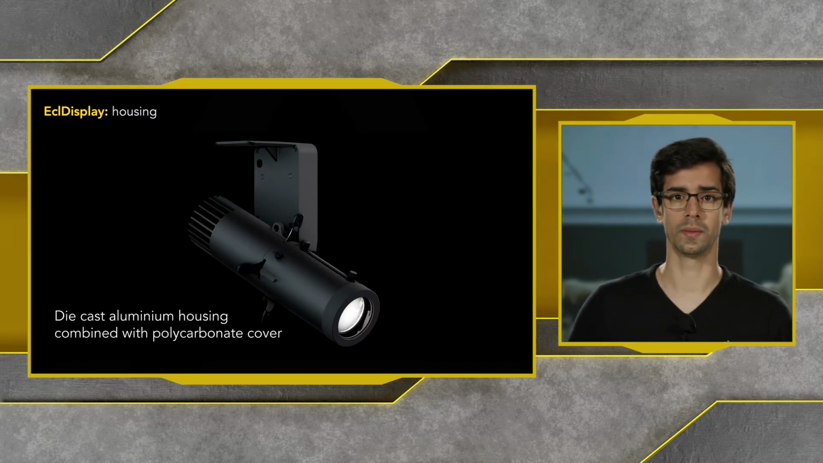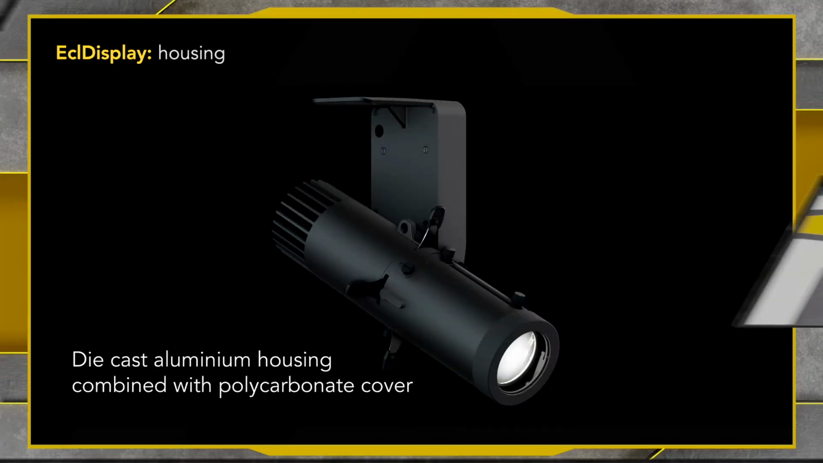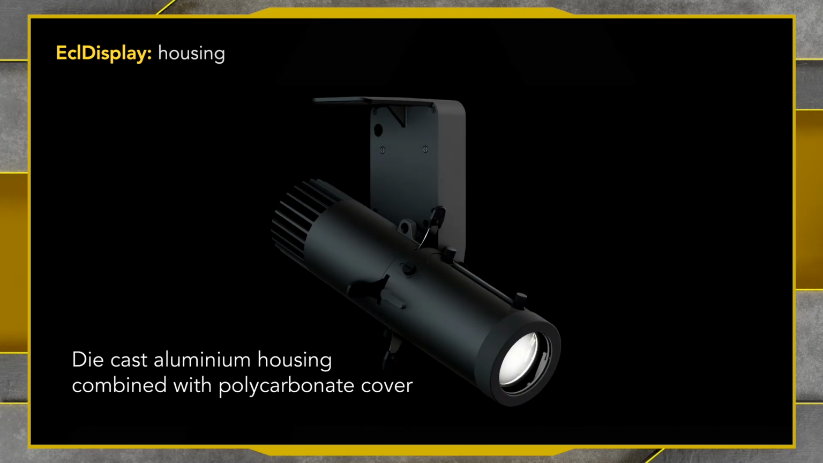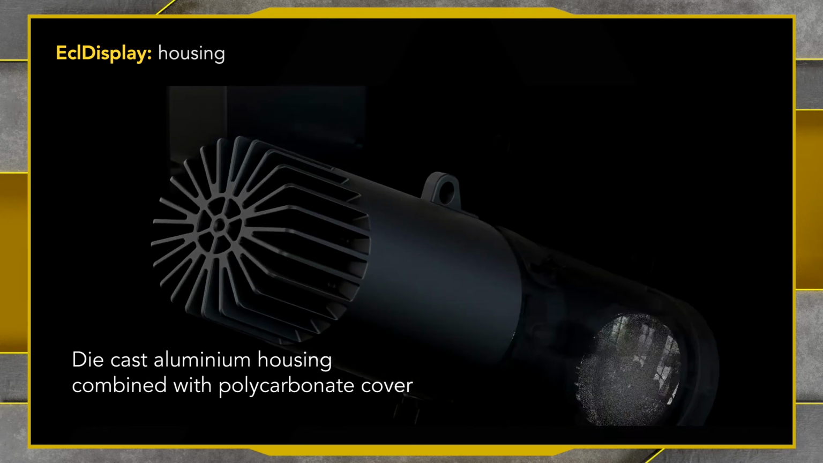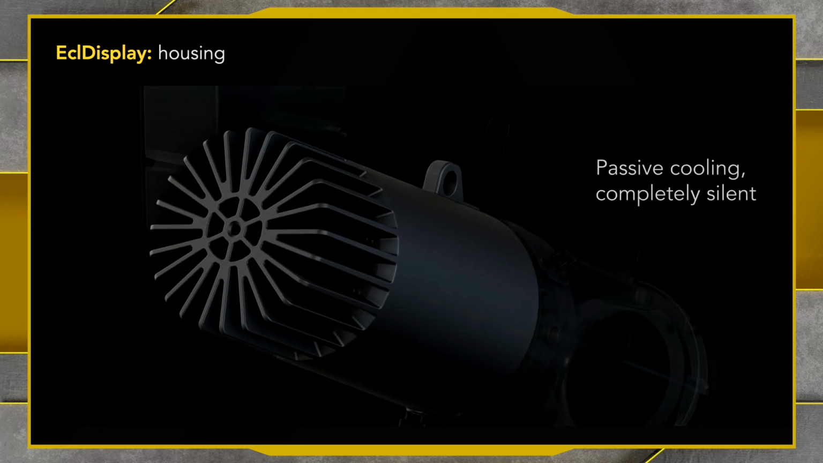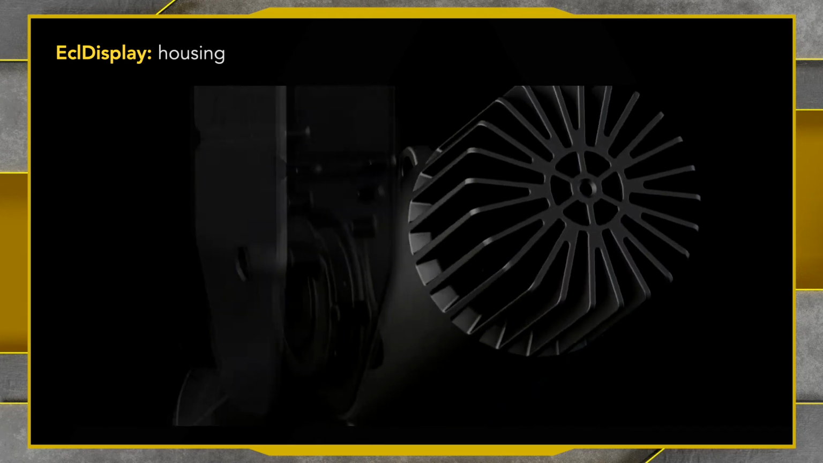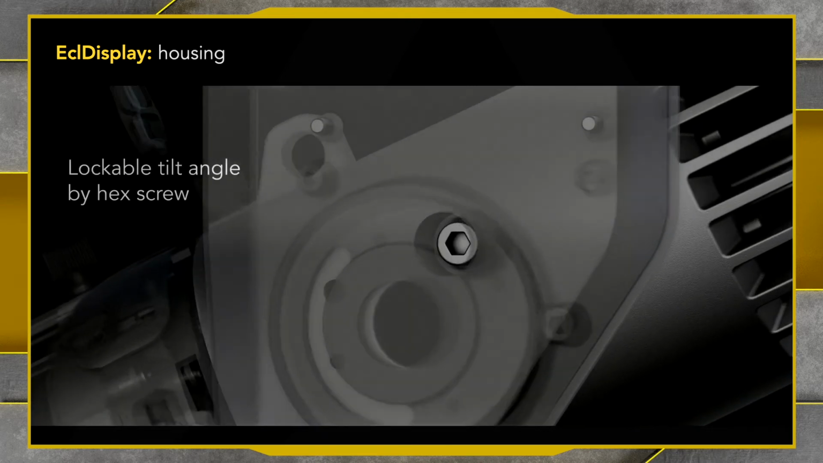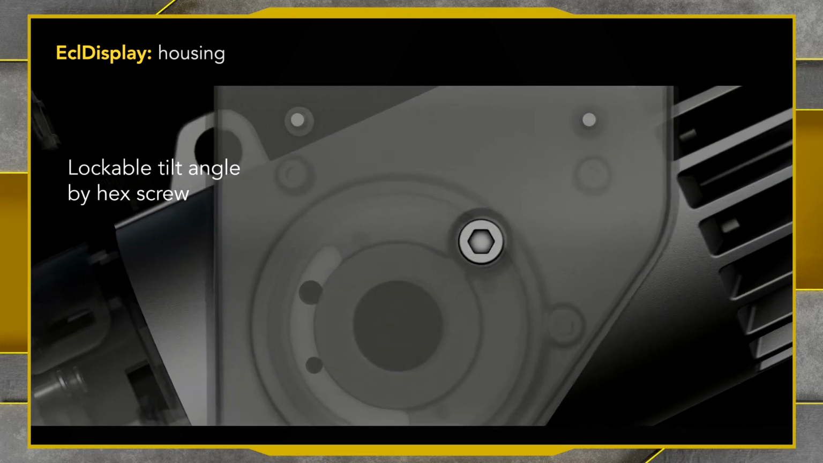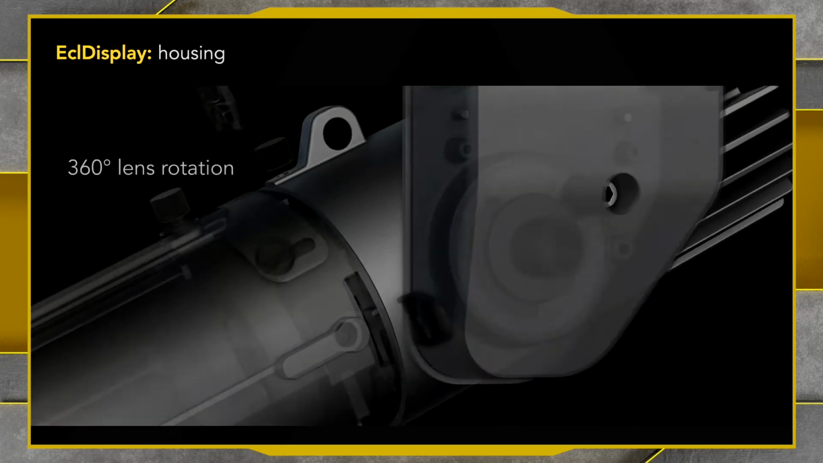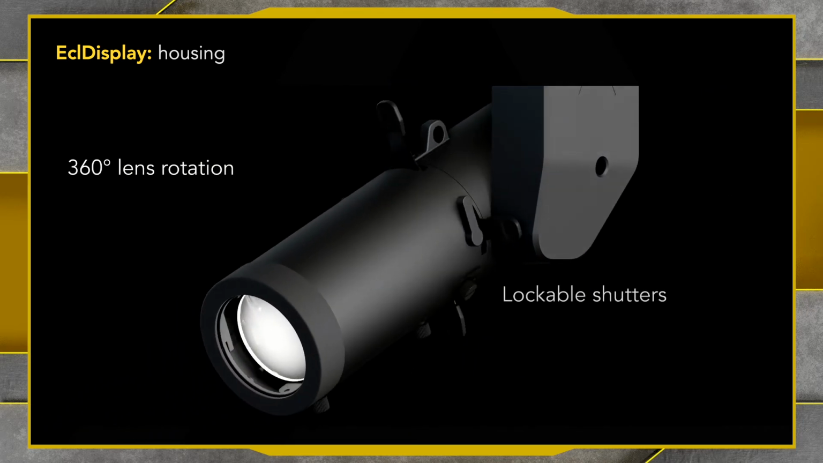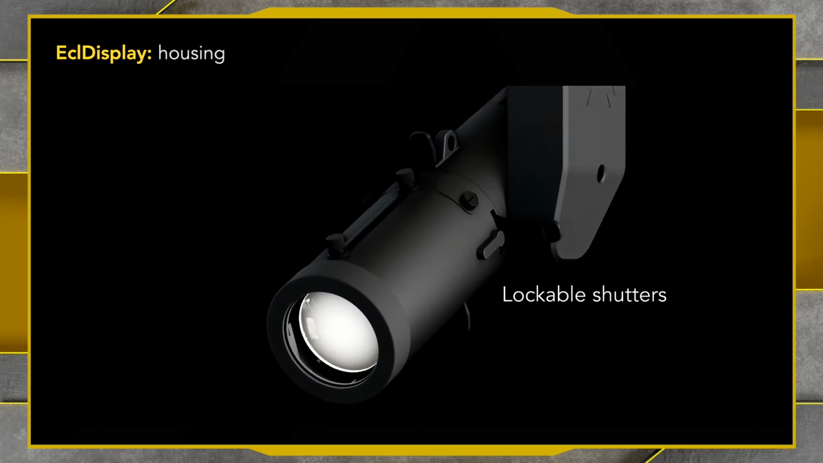So let's talk a little bit about the housing of the fixture as well. This is a die-cast aluminium housing combined with a polycarbonate cover. There's no fan, so it's a passive cooling system, completely silent, ideal for noise-sensitive environments. We also have a lockable tilt angle with an X screw, so we lock that in place, and the 360 lens rotation as well with the lockable shutters.